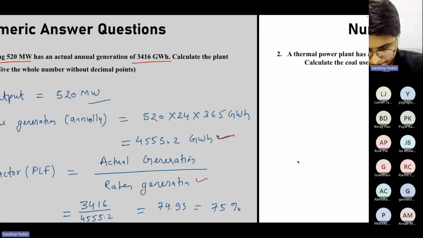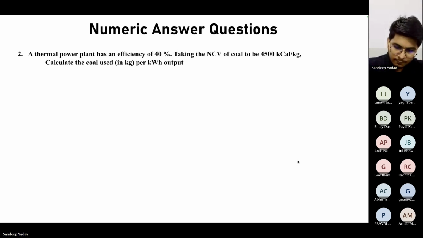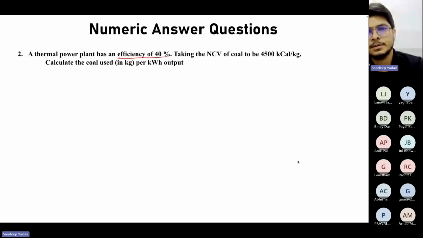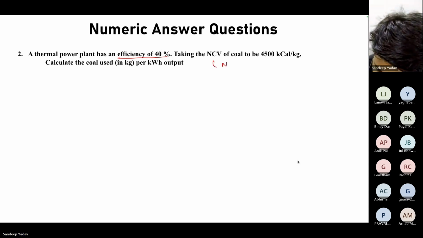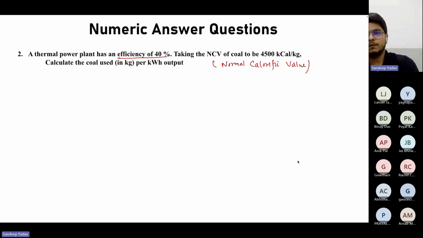So let's move ahead. The other thing is, a thermal power plant has an efficiency of 40%. Taking an NCV, normal calorific value of coal, to be 4,500 kilocalorie per kg of coal.